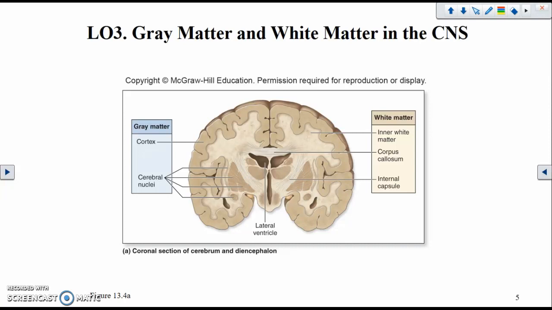So this is the actual frontal section, or a coronal section of, in this case, the cerebrum, and the cerebrum is the upper portion of your brain. And there are two main areas of the brain, and that's the cortex, the gray matter, and the white matter in this case. And if you can see, folks, this is gray matter and white matter here, and there's other deeper gray matter, which is called the cerebral nuclei.